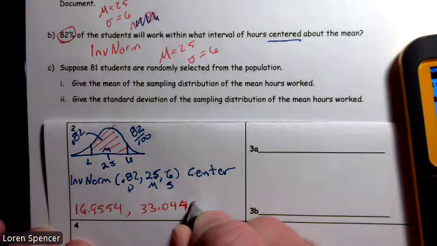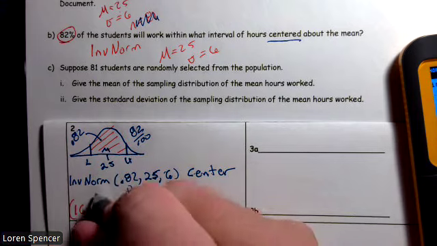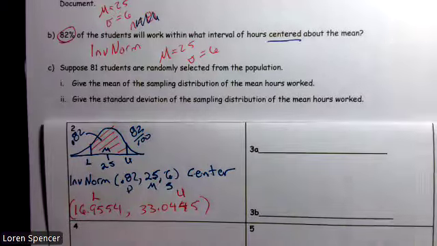Oh, 445. Put those in parentheses. That's our answer. And we're going to label this lower and upper. All right.